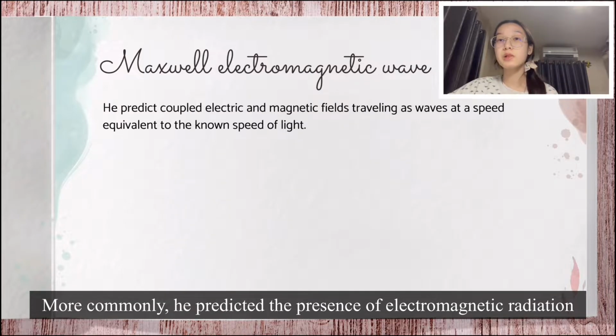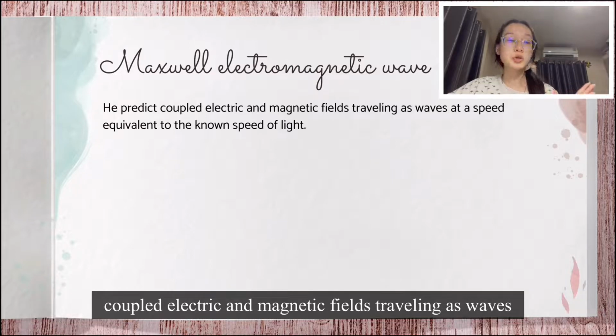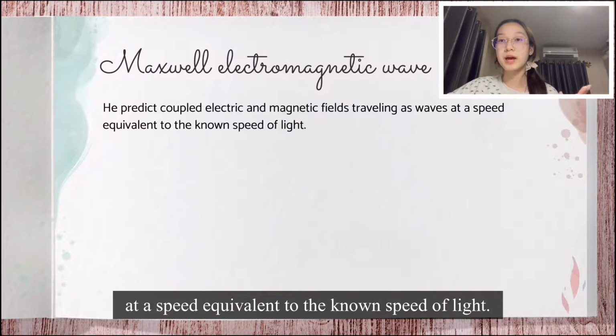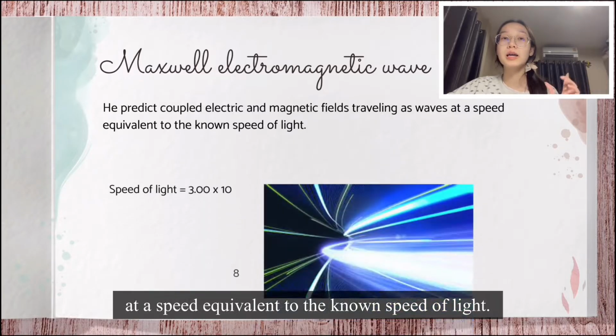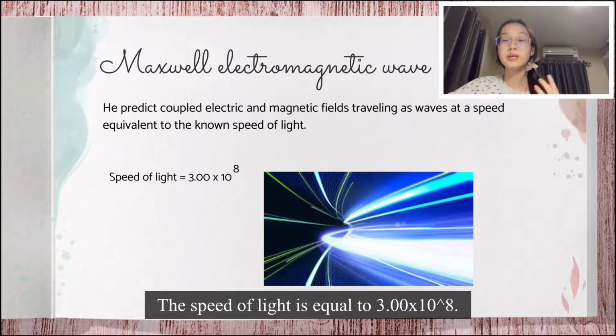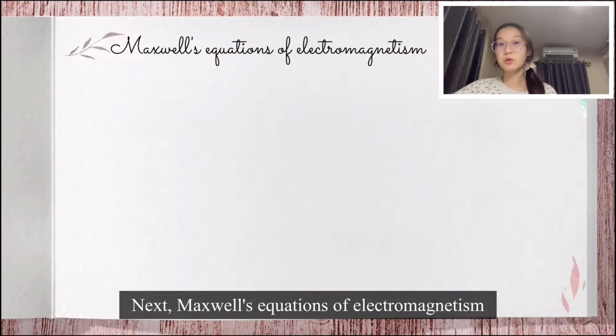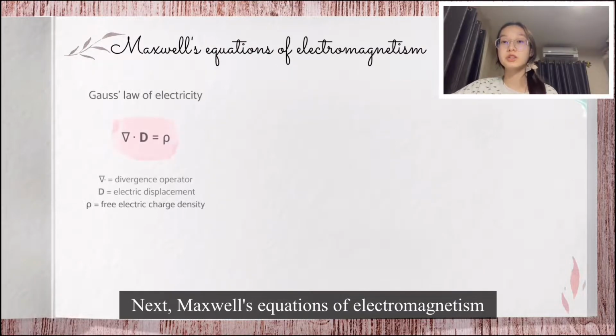Next, more commonly, he predicted the presence of electromagnetic radiation, coupled electric and magnetic field, drawing a wave at a speed equivalent to the known speed of light, which is equal to 3 times 10 to the power of 8. Next, we will talk about Maxwell equations of electromagnetism.